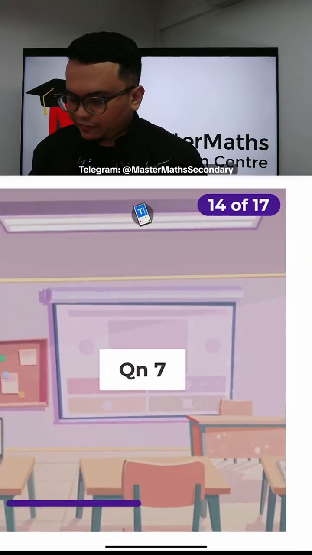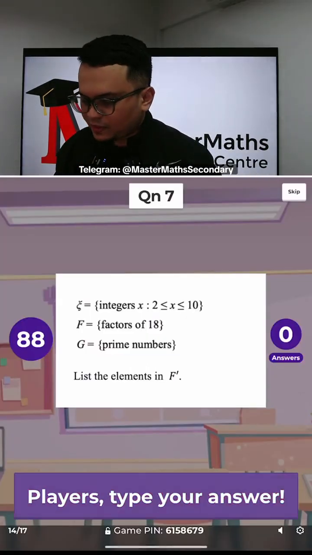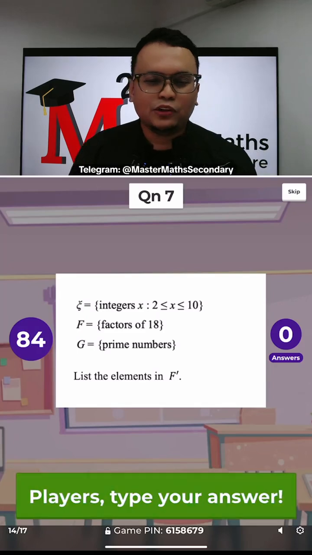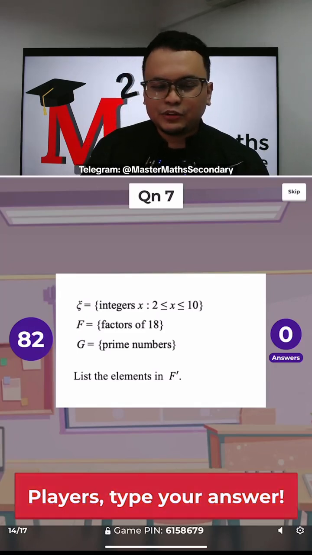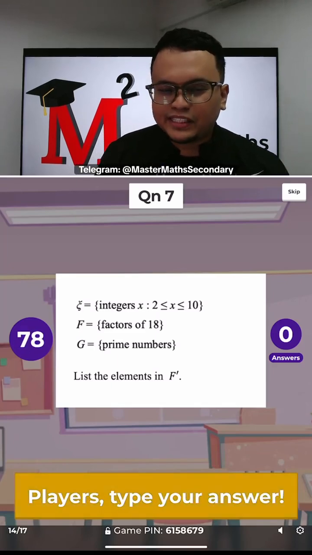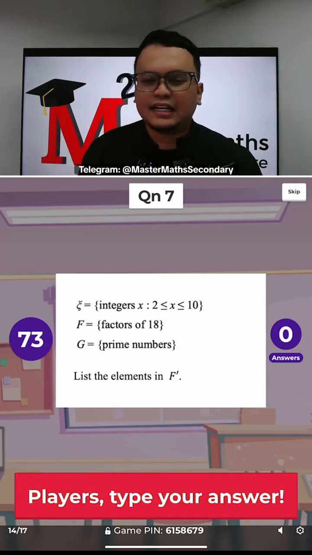Okay, question 7. This one is I think quite easy. The G, you can ignore it first. You just make use of the first, F will do. You can ignore the G for now because that one is actually meant for the next part. 7 and 8 are kind of related.